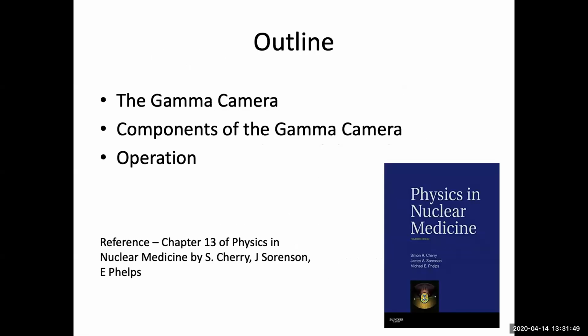The gamma camera is a more complicated system than the non-imaging devices such as the dose calibrator, well counter, or thyroid uptake. We will focus on the components of the gamma camera and how they contribute to the image formation process. The reference in this presentation is the same book, Physics in Nuclear Medicine, and it covers chapter 13 of this book.